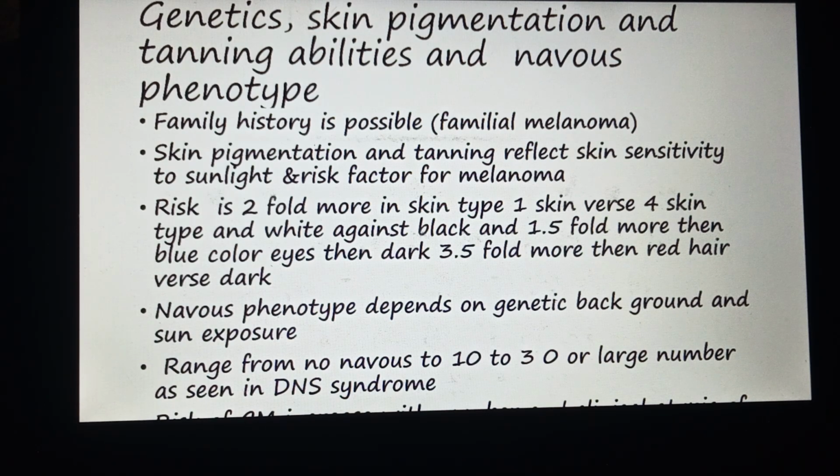Nevus phenotype depends upon genetic background and sun exposure. It ranges from no nevus, to 10 to 30 nevi, or more than 30 nevi as seen in dysplastic nevus syndrome.